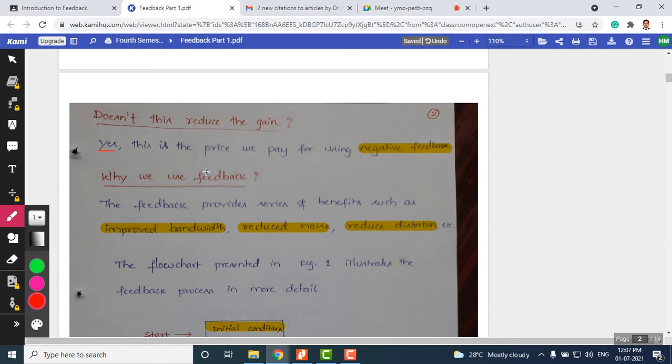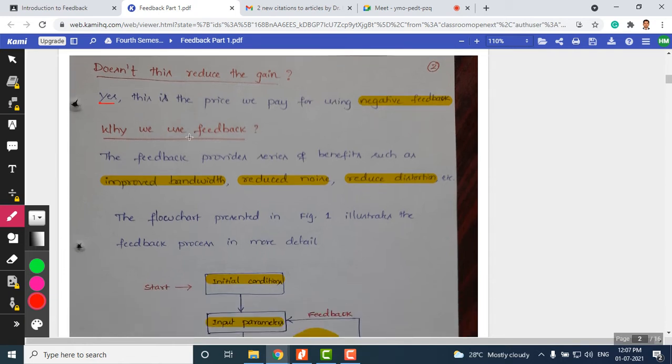The other advantages are the distortion will get reduced, noise is going to get reduced, and bandwidth is going to get increased, and a lot of other advantages are there. The following question will answer the advantages of negative feedback, okay, in spite of it having the disadvantage of reduction in the gain. Why do we use feedback?